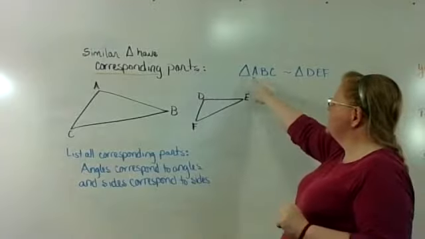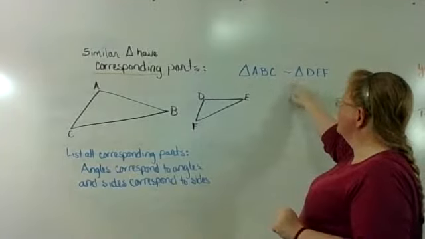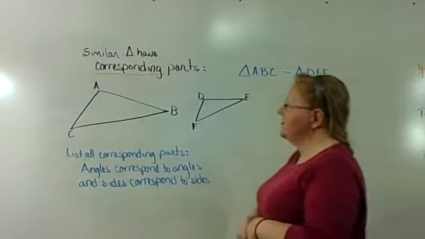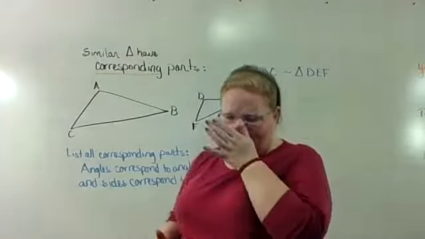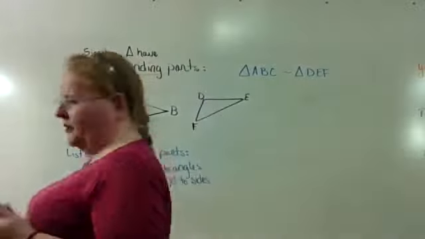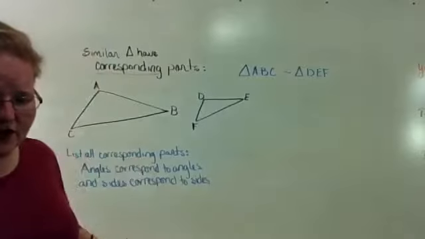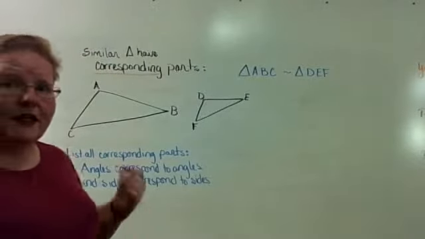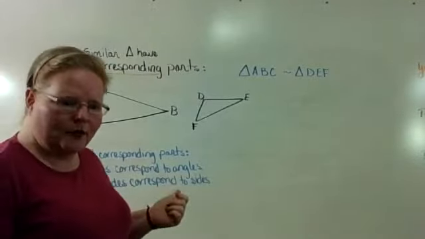So this statement says the triangle ABC is similar to triangle DEF, which tells me a couple of things, but more importantly allows me to take care of some information like what corresponding parts are.